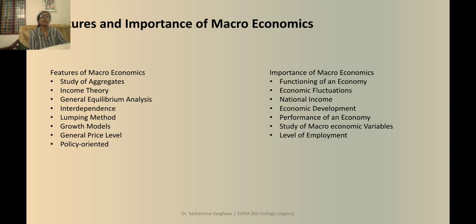For example, the Mahalanobis growth model emphasizes basic heavy industries. Basic heavy industries means what? Industries having huge production. Mahalanobis put forth the theory that if the economy has to grow, there must be huge heavy industries. When industries come on, employment is created.